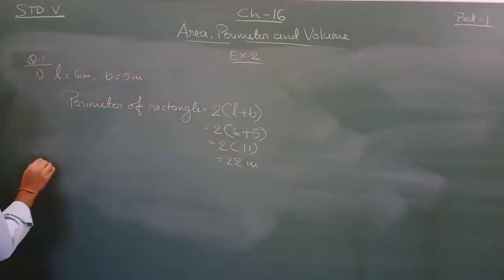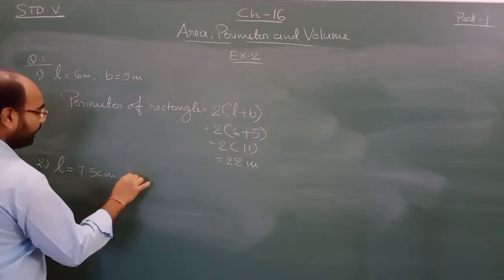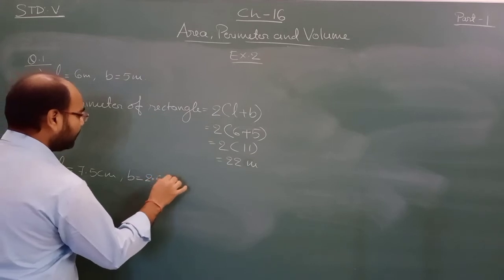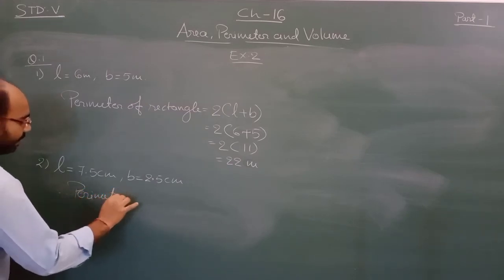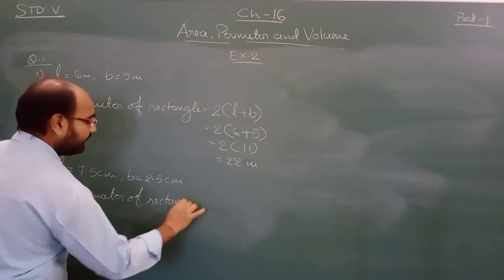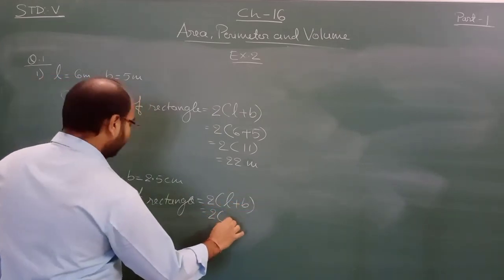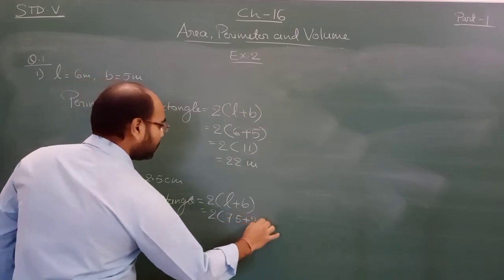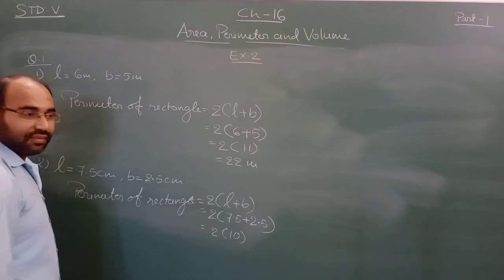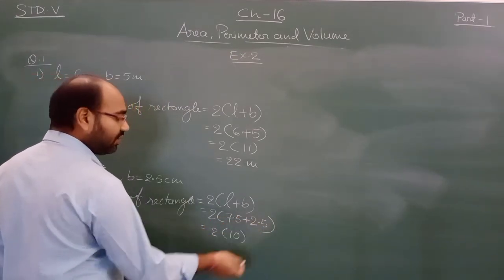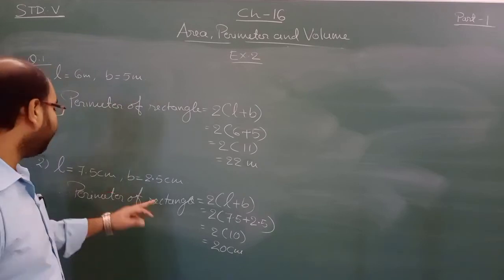It's very easy. Let us do the second one also, where the length is given 7.5 cm and breadth is given as 2.5 cm. So again both are different, means we have to find out perimeter of rectangle. So perimeter of rectangle is equal to, again we will use the formula, 2 into L plus B. Now 2 into length, 7.5, plus 2.5 is breadth. Now when you add it, the answer will be 10. 0.5 plus 0.5 is 1, means 7 plus 1 is 8 and 8 plus 2 is 10, and 2 into 10 is 20 centimeter, your perimeter of rectangle.